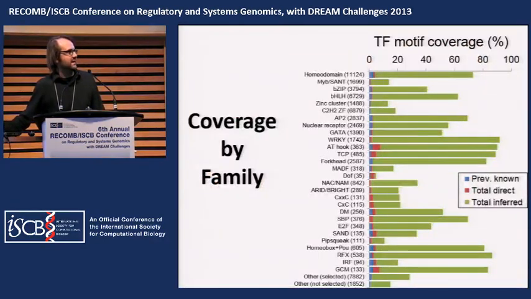And here is exactly the coverage that we have now. This axis is just going from 0 to 100% coverage. We're sorting here by the number of proteins in each family that we targeted. And the different colors again, so blue is previously known, so you're not going to see a lot of blue. This is compiling everything from TRANSFAC, JASPAR, every publicly available study we could get our hands on.